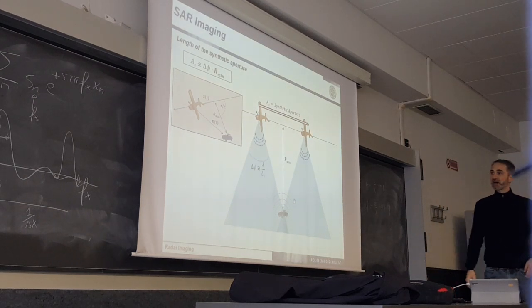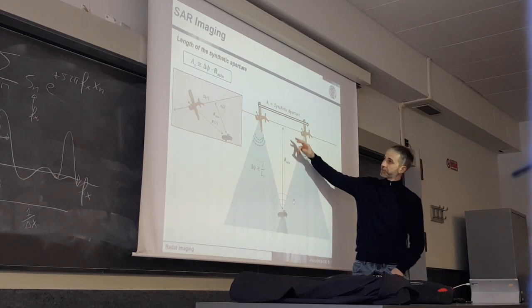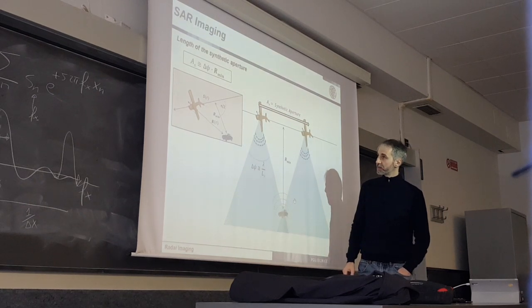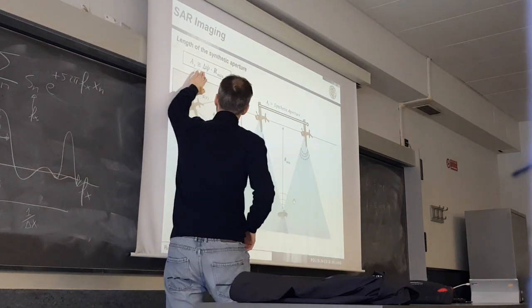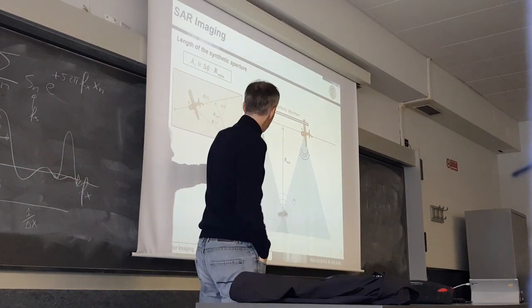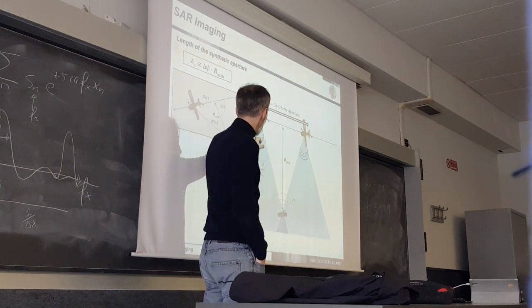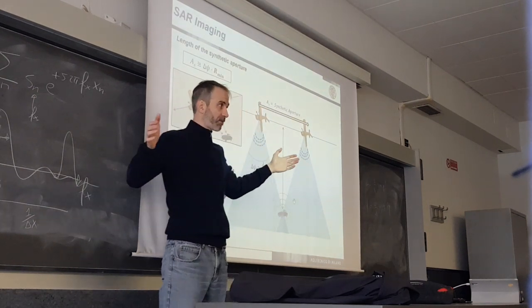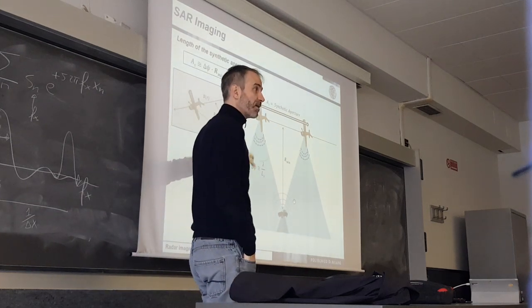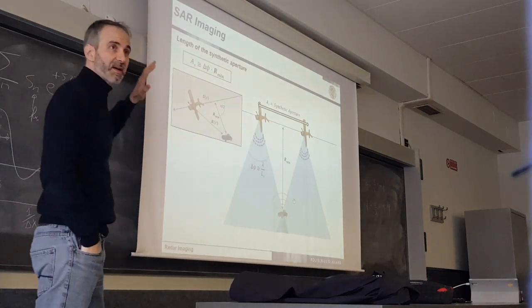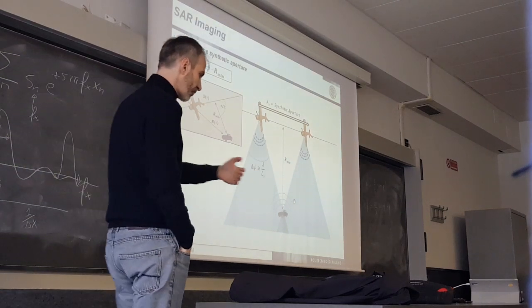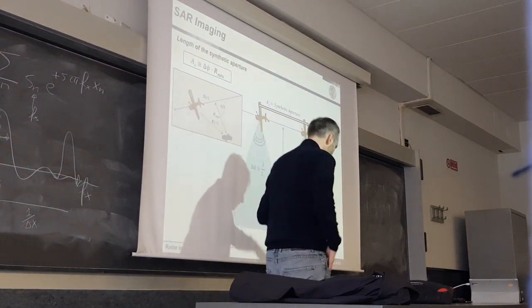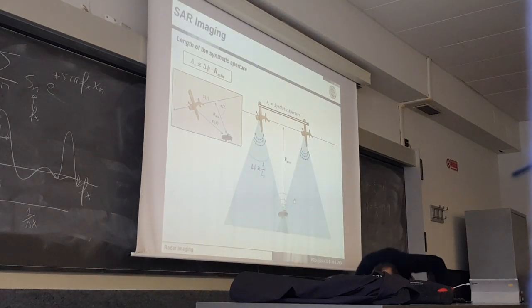So if you consider a target at a certain distance from the trajectory, then the synthetic aperture is just given by this delta psi, which is again given by the wavelength and the physical length of your antenna, and the distance. So for a synthetic aperture radar system, the aperture length depends on the distance of the target. Short aperture for close targets, long aperture for far away targets.